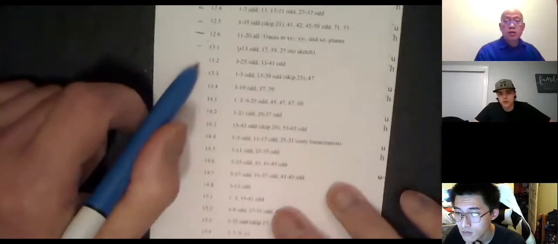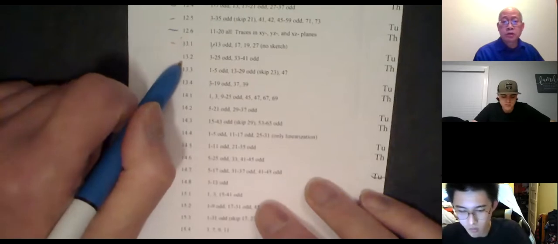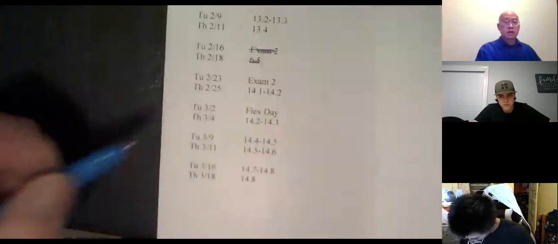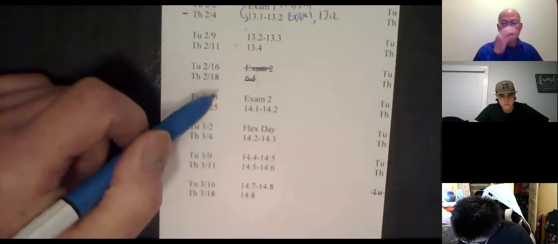Only four sections, like we said: 13.1, which I'm already finished with, and I'll do some 13.2, 13.3, and 13.4. All the chapters after that are much longer. Chapter 14 has 8 sections. Chapter 15 has 9, and chapter 16 has 9. So this would be the shortest test that's coming up for the second exam.